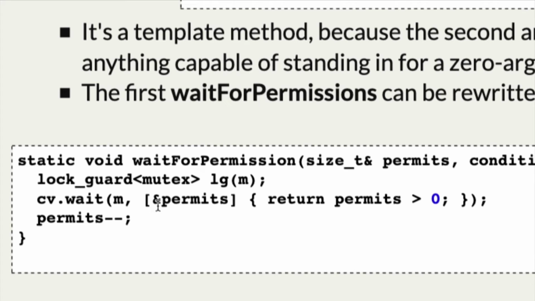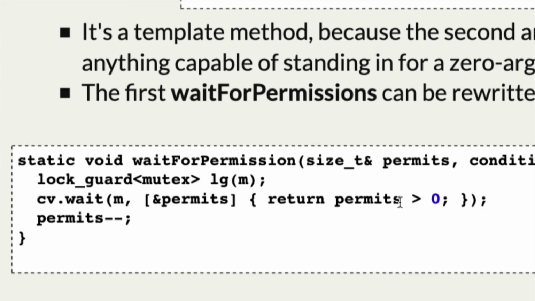You are going to say, give me access in here to the reference of the permits variable in that function. And in that function, you are going to check and see if permits is greater than 0 and return true if it's greater than 0. That's basically the exact same check you were doing before. It's the inverse of the check if it's equal to 0.